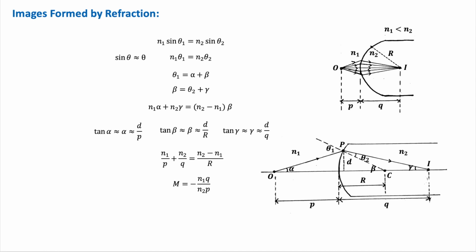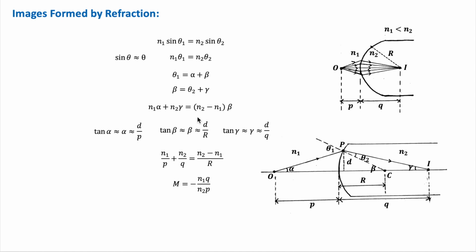So we will now use geometry for the analysis. So consider the triangles OPC and PIC. So we have theta 1 is equal to alpha plus beta, and here we use the fact that an exterior angle theta 1 of any triangle is equal to the sum of the two opposite interior angles alpha and beta, okay? And in a similar way, beta is equal to theta 2 plus gamma, okay? And then we substitute for theta 1 and theta 2 in this equation, and we get this equation.